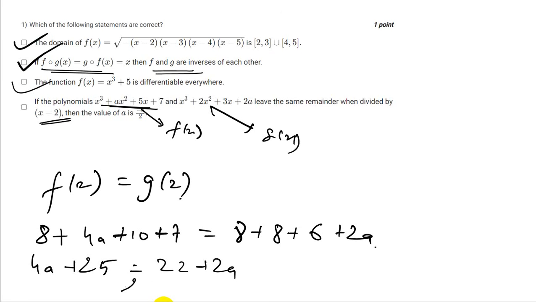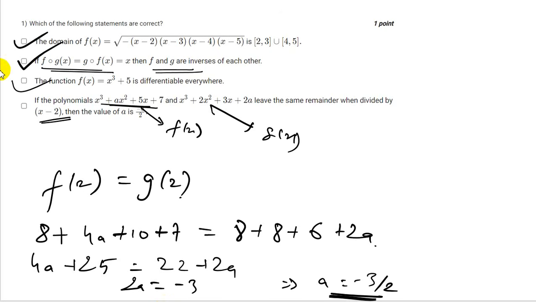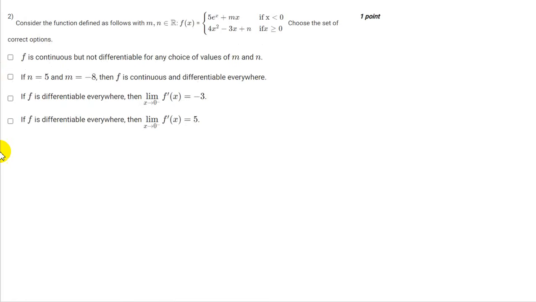So it will be 2a is equal to minus 3. This is equal to a is equal to minus 3 by 2. So this option is also correct. Okay, so we have done this question. All options are correct. Next. So in this question we have to check whether this thing is differentiable or not. Okay, so let us check.